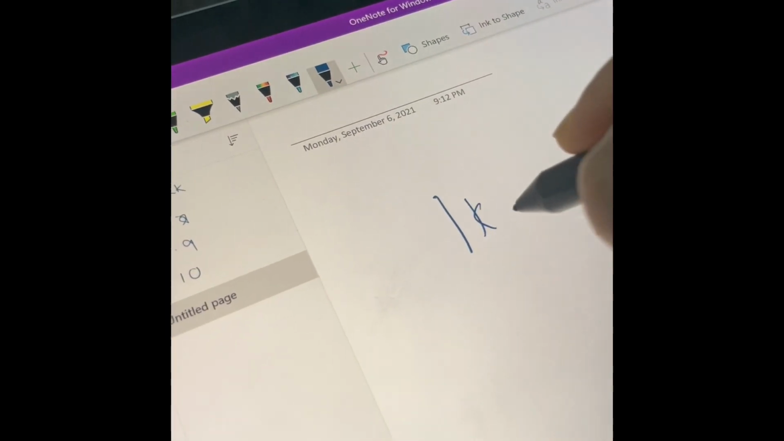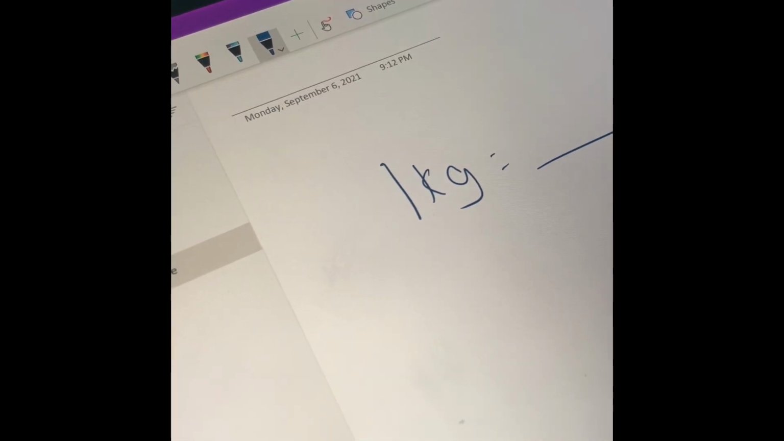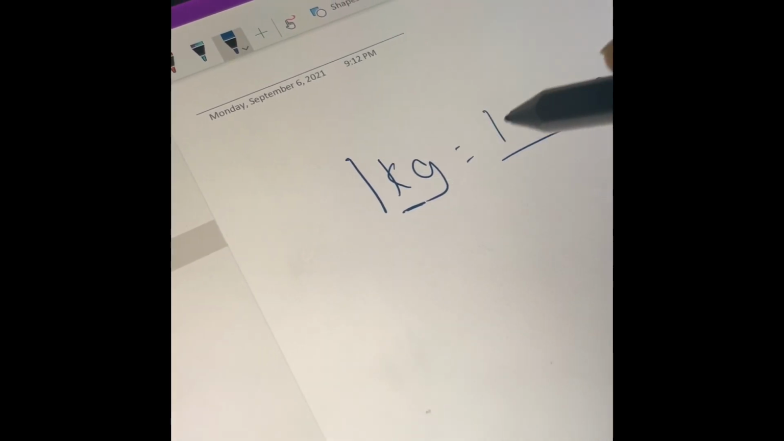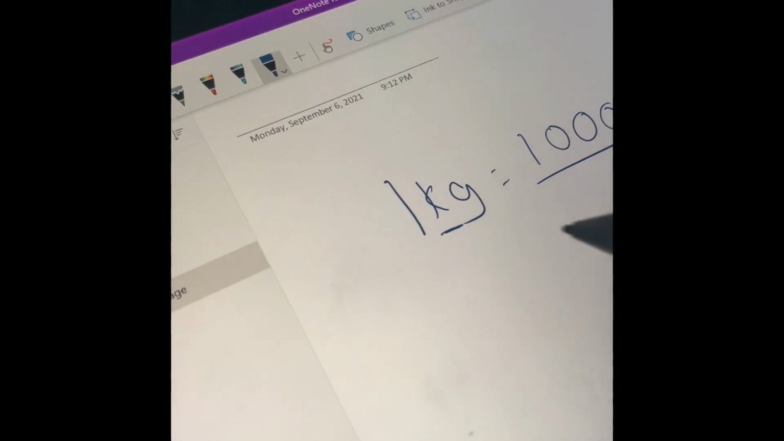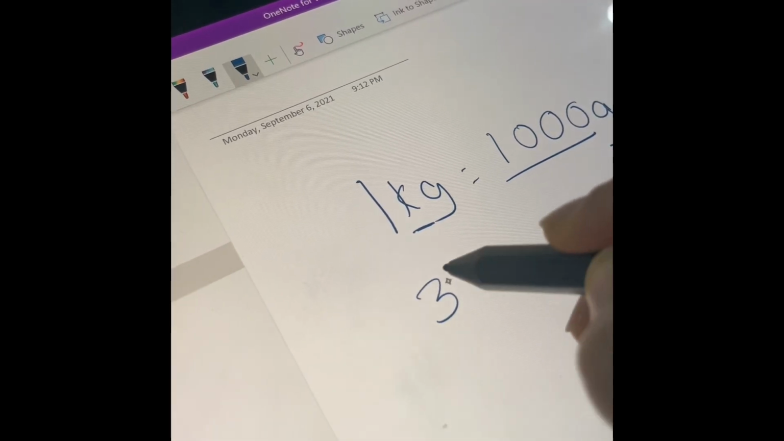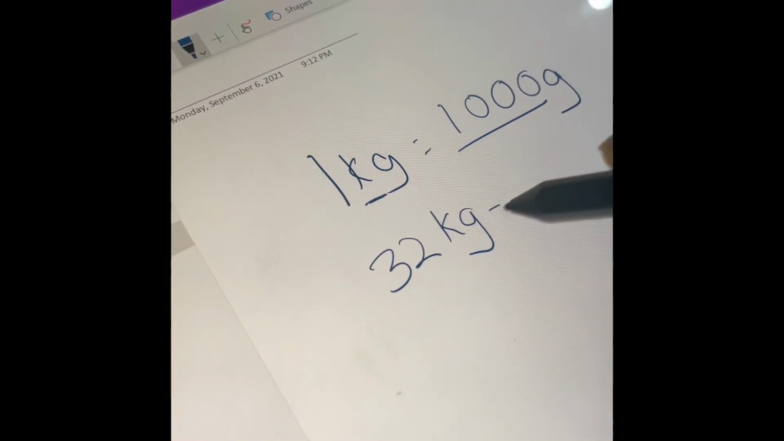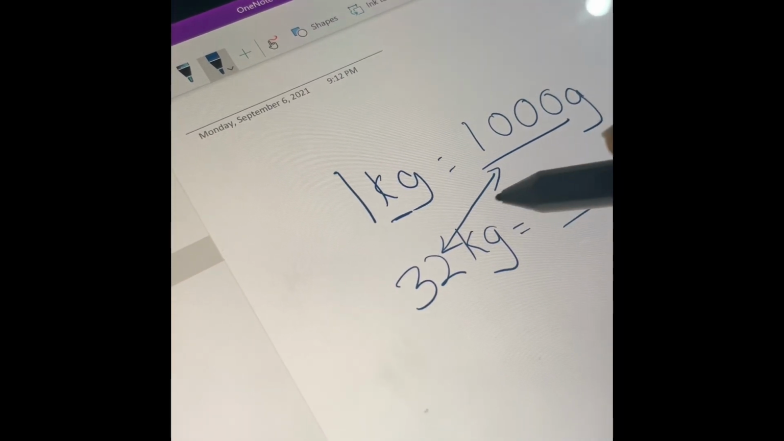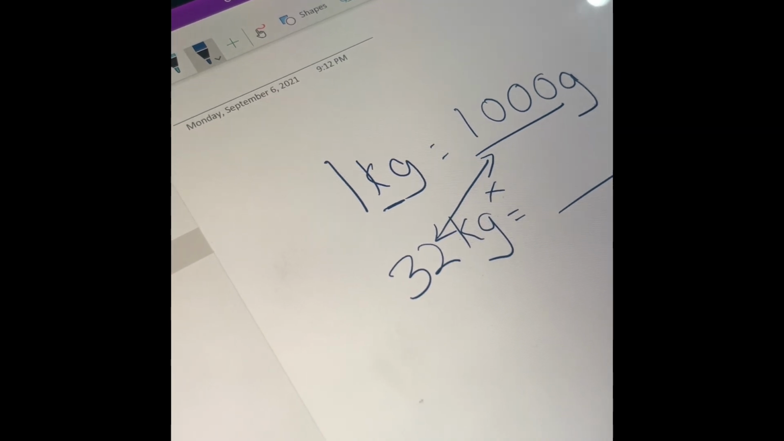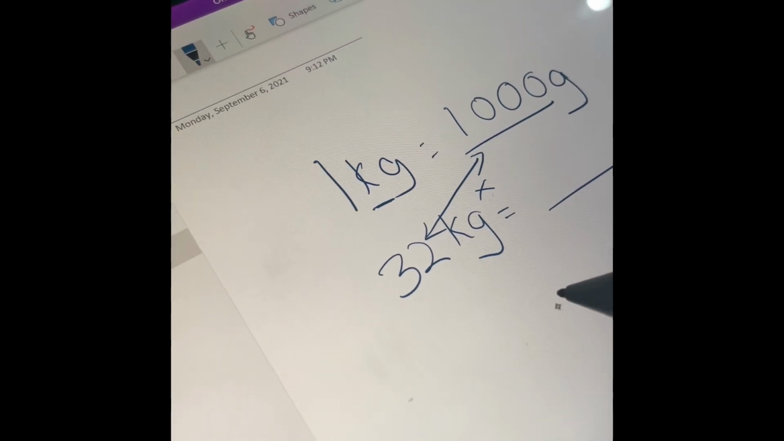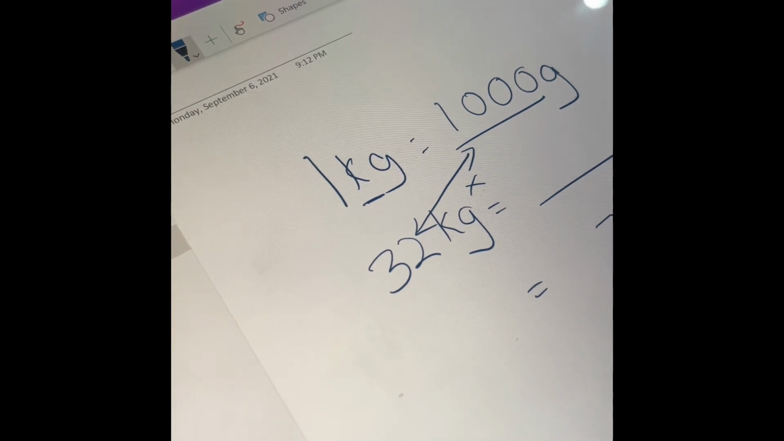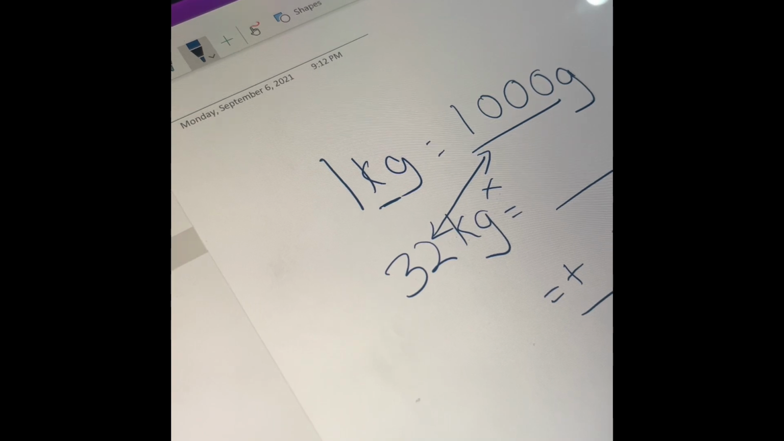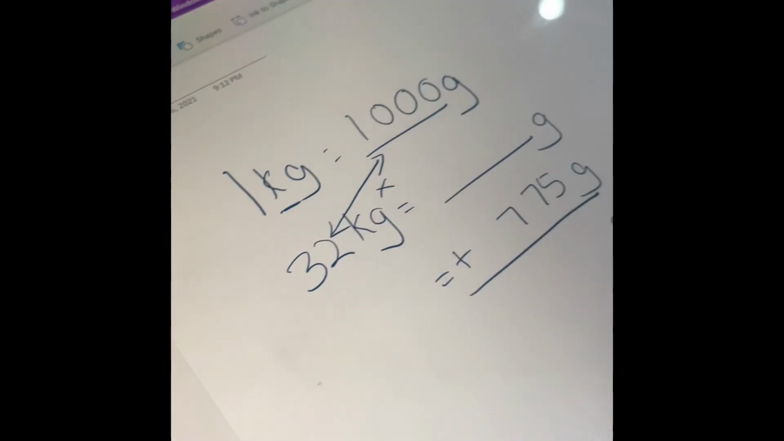1 kilogram is how many grams? Okay, remember, kilo means 1000. So here we have 32 kilograms. So how many grams? You just multiply. Then you can get the answer. But we also have 775 grams. So there are 2 parts in grams. So we're just going to add the answers. Then you can get the answer in grams.